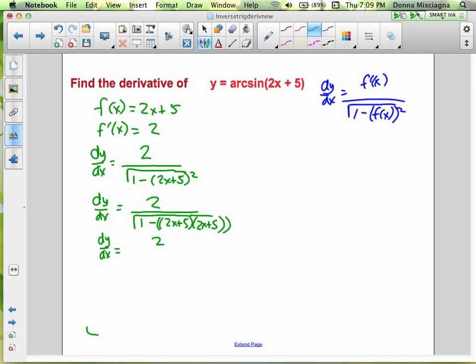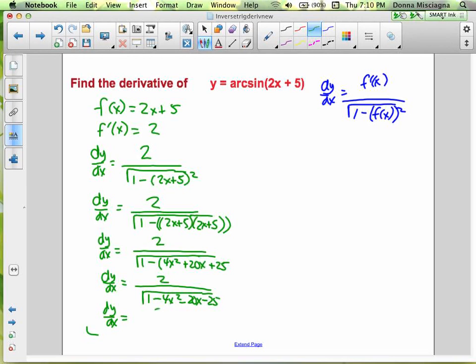So dy/dx equals 2 divided by the square root of 1 minus 4x squared, right, that's 2x times 2x, and then 2x times 5 and another 2x times 5, we got 20x, and then 5 times 5 is 25. Let's distribute the negative and combine like terms. So dy/dx equals 2 divided by the square root of 1 minus 4x squared minus 20x minus 25. We could combine the 1 and the negative 25. So our final answer, dy/dx equals 2.